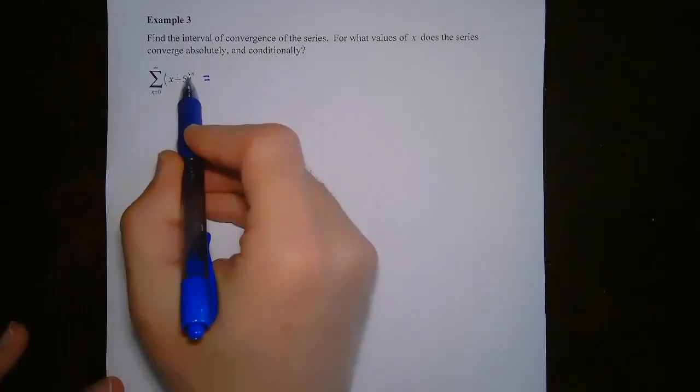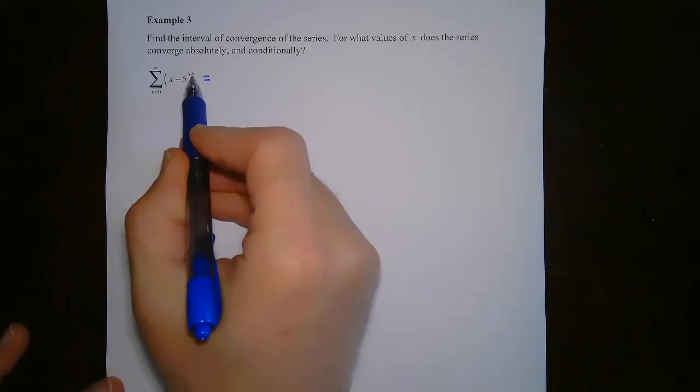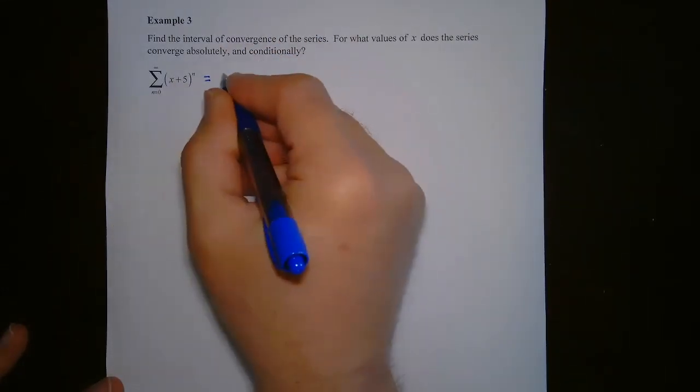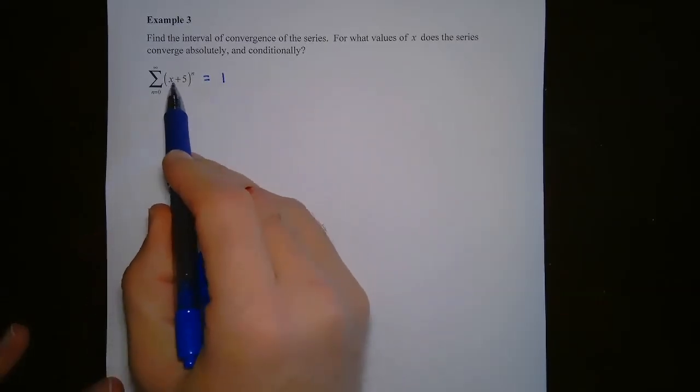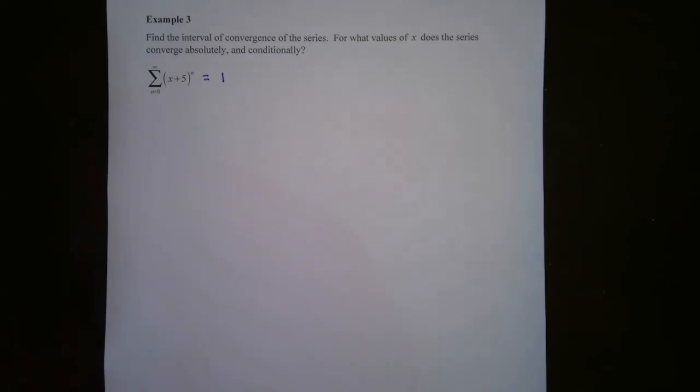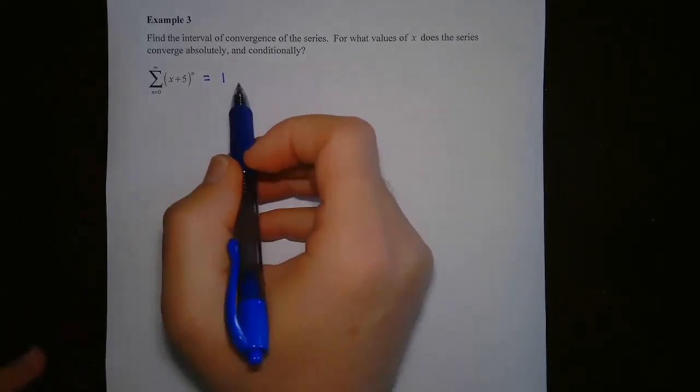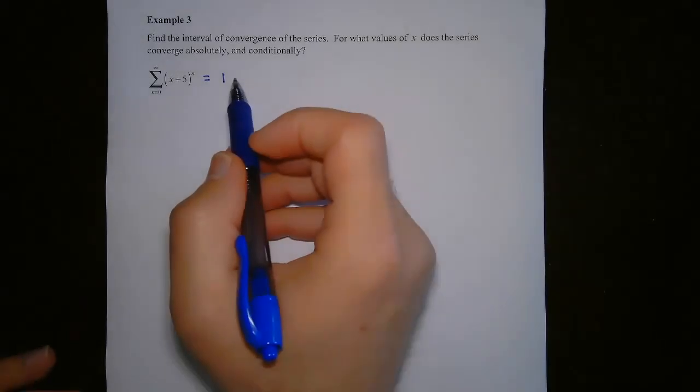So if we put 0 in here, that'd be x plus 5 to the 0 power, and this would be equal to 1. It wouldn't be 1 if x was negative 5, but then we're gonna talk about that later. That's the center of convergence, so it will always converge at x equals negative 5.